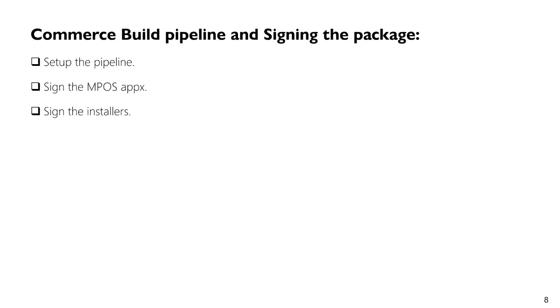Okay, so now I'm going to talk about how to set up the build pipeline and sign the packages. Luke showed you how you can create different extension packaging projects and then manually generate the package. So now if you want to automate all this through the build pipeline, what are the steps you need to follow to set up the pipeline?